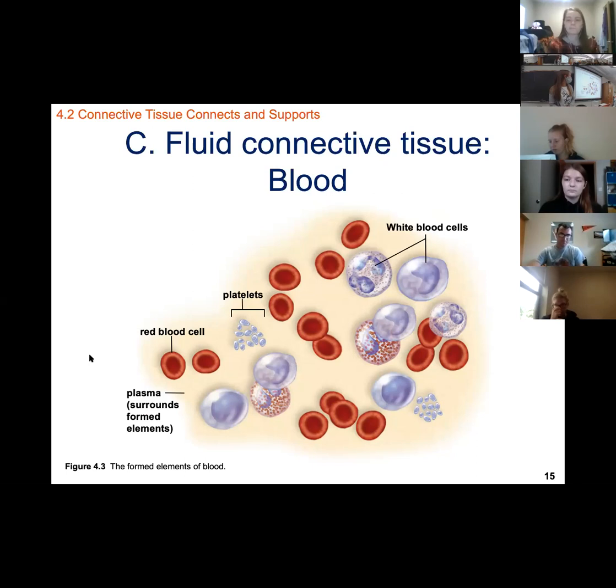Okay, so the fluid connective tissue of the blood, there's pictures of the red blood cells, the plasma, the white blood cells, and the platelets. Obviously, in your body, they don't look like this. But let's talk a little bit about what they do look like.